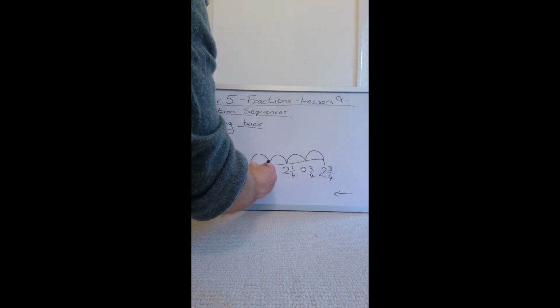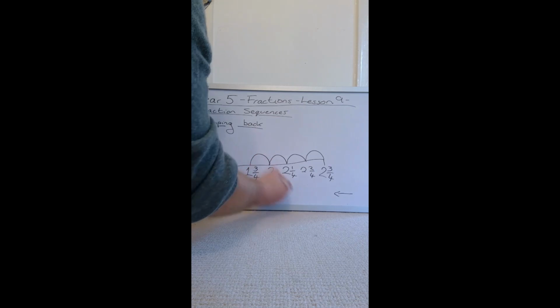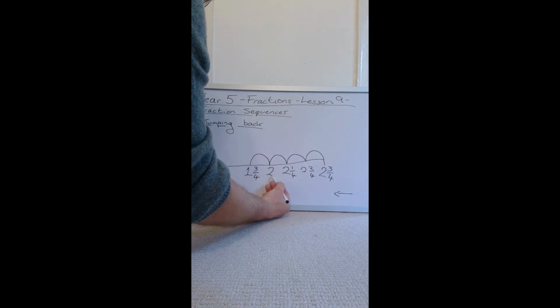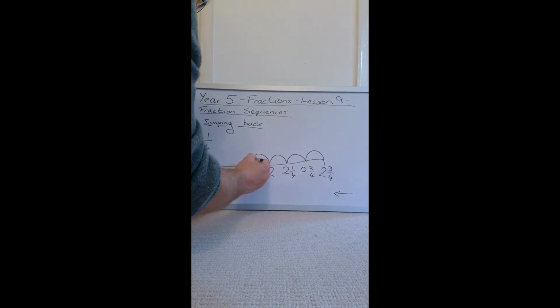If you get confused here, just remember that the whole number, if it's quarters, would be 4/4. So at 4/4 take away 1/4 will be 3/4. And the process just continues to 1 and 2/4.